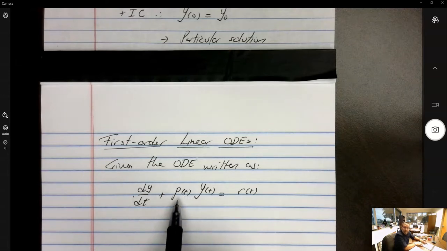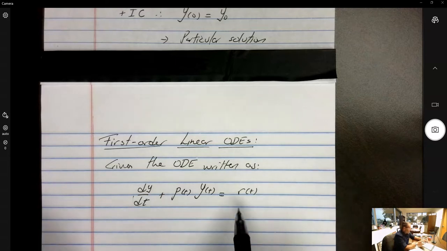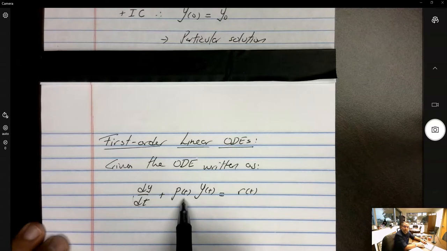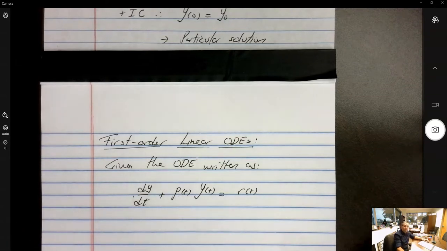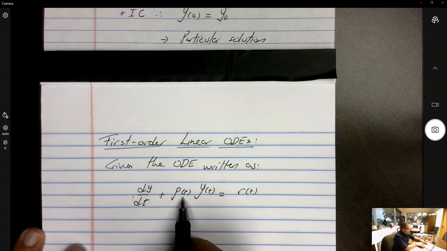The p can be a constant, that makes it an easier one, and r can be 0, that makes it even easier. It's just that in general it's a function of t. By the way, the fact that p could be, for example, an exponential function or sine or cosine doesn't make this equation nonlinear. It's just a variable coefficient. It's a function of t, not a function of y.